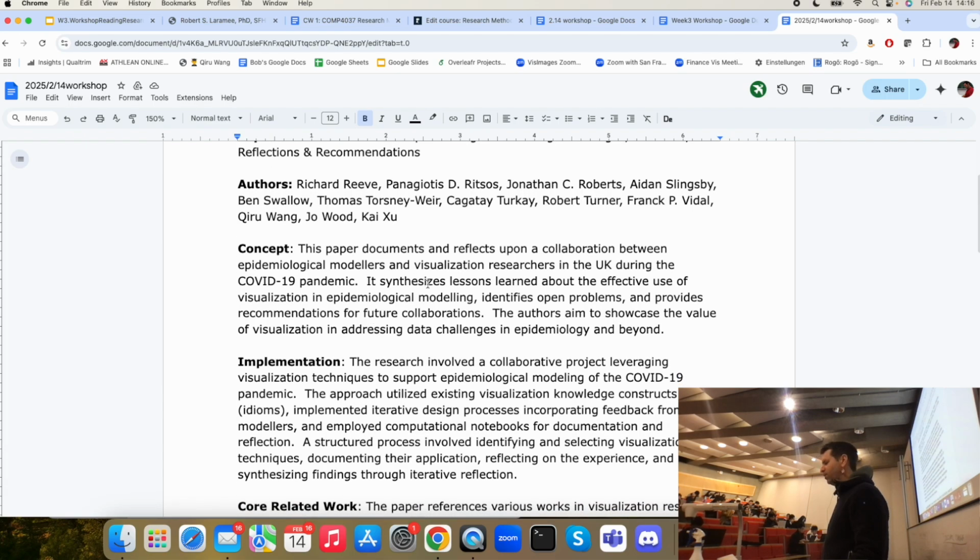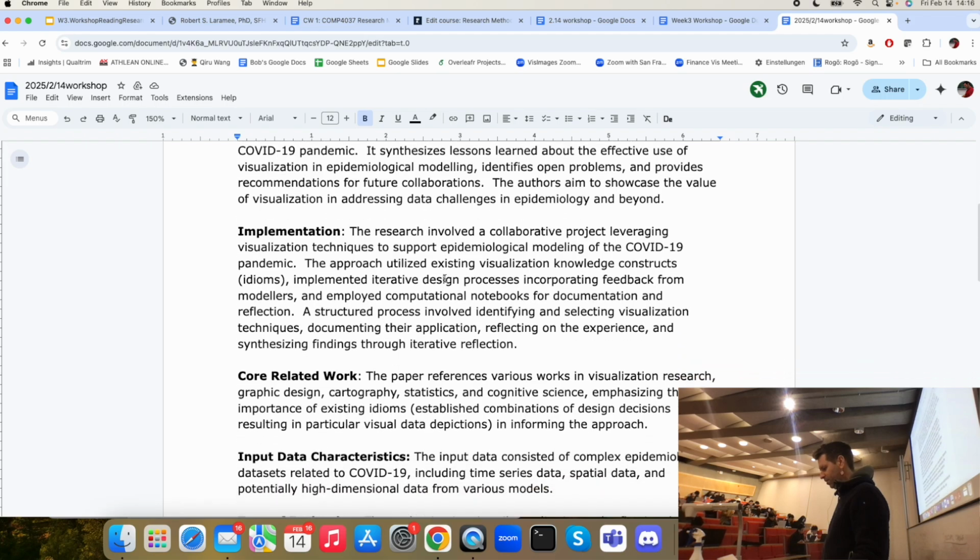Yes, this is a good summary of the concept. This is a good summary. Yes, this is a good summary of the implementation. That's correct.